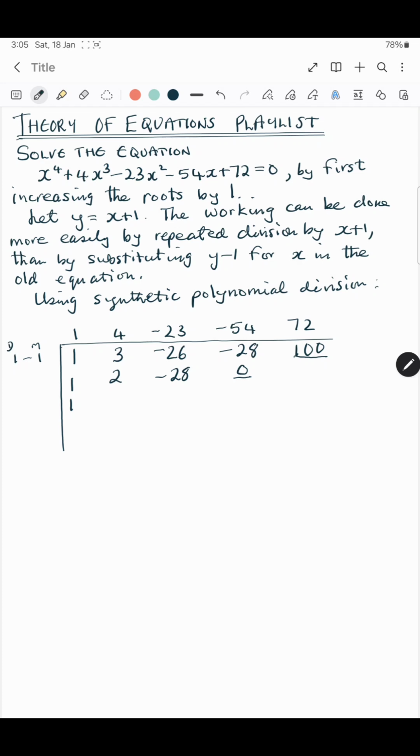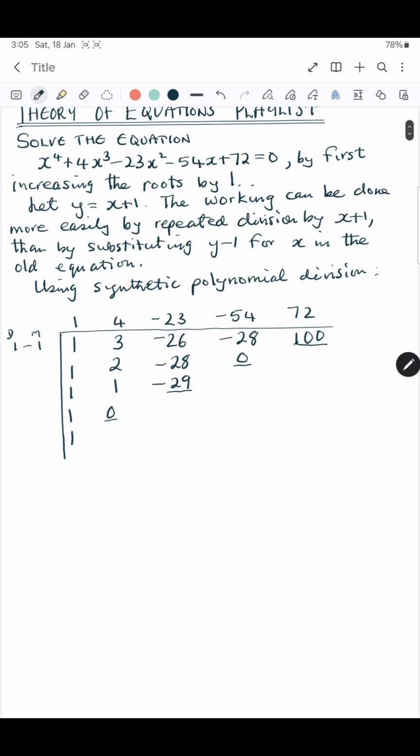Starting again, 1 into 1 goes once. Now using the multiplier, minus 1 times 1 is minus 1, added on to 2 is 1. Minus 1 times 1 is minus 1, added on to minus 28 is minus 29. That finishes that line. Carrying on, 1 into 1 goes once. Minus 1 times 1 is minus 1, added on to 1 is 0. And then last of all, 1 into 1 just goes once.